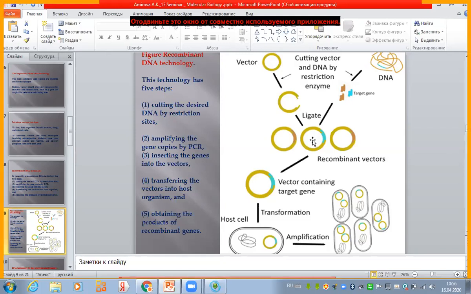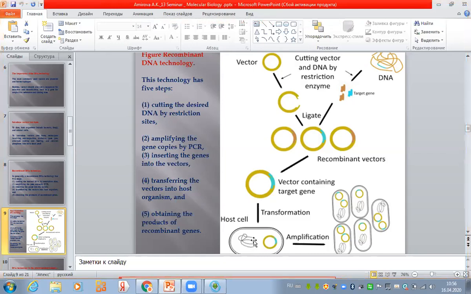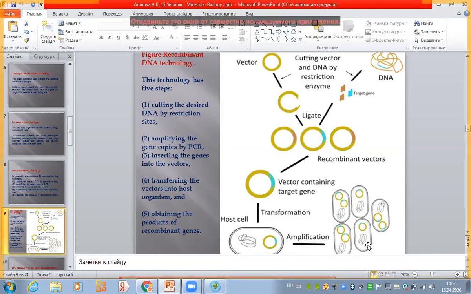The next step is transferring these recombinant vectors into host organisms. This process is called transformation. The recombinant DNA containing target genes is transformed into the host cell, and then amplification, multiplying these genes in host cells, and obtaining the product of recombinant genes.